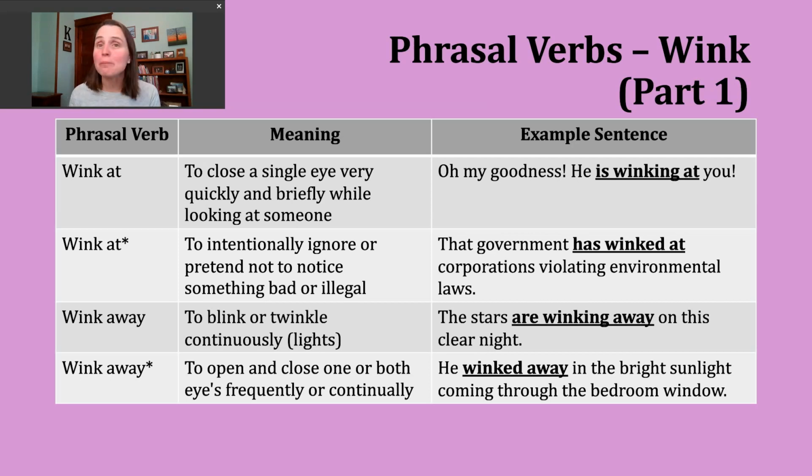Another phrasal verb you might encounter is to wink away. This phrasal verb can have four different meanings. The first way to use it is, again, in connection to lights. So you might think of a light blinking or twinkling continuously. You might think of it as off and on, right? Going like that. An example of that might be, the stars are winking away on this clear night. So you can imagine looking up, right, and seeing these different lights in the sky.